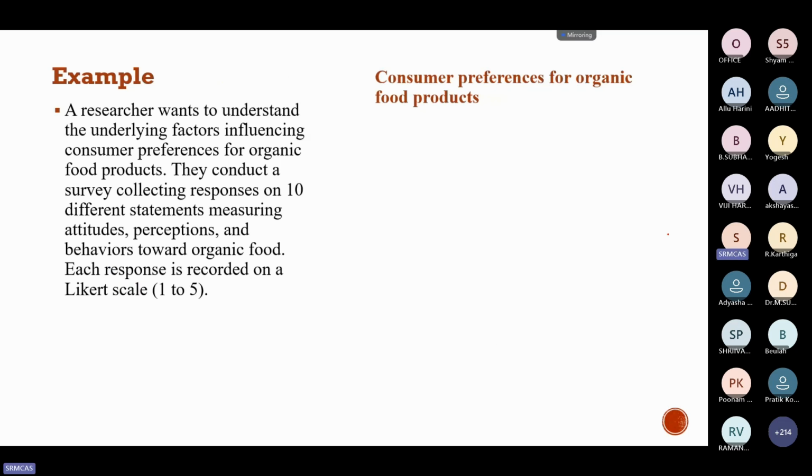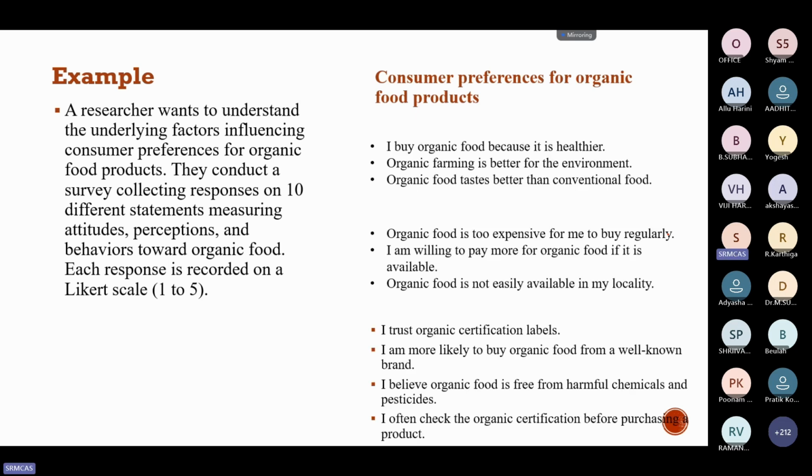So let's take another real-time example. A researcher wants to understand the underlying factors influencing consumer preferences for organic food products. They conduct a survey collecting responses on 10 different statements measuring attitudes, perceptions, and behavior towards organic food. Each statement is on a 5-point Likert scale. So these are all the 10 statements regarding food commodities: buying organic food because it is healthier, because it is environment friendly, organic food tastes better than conventional food.